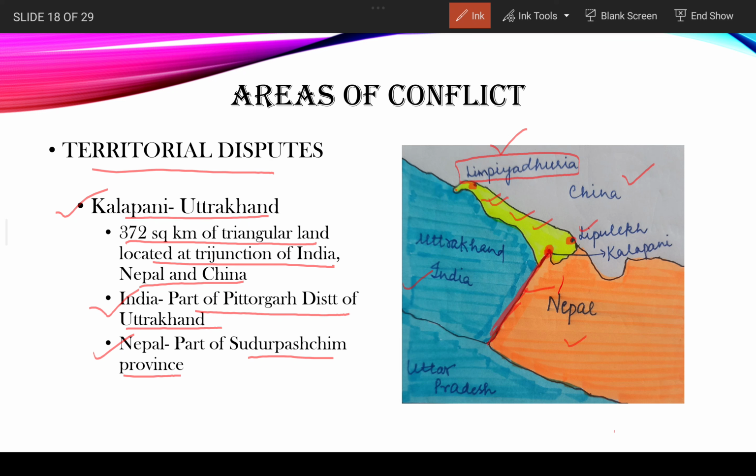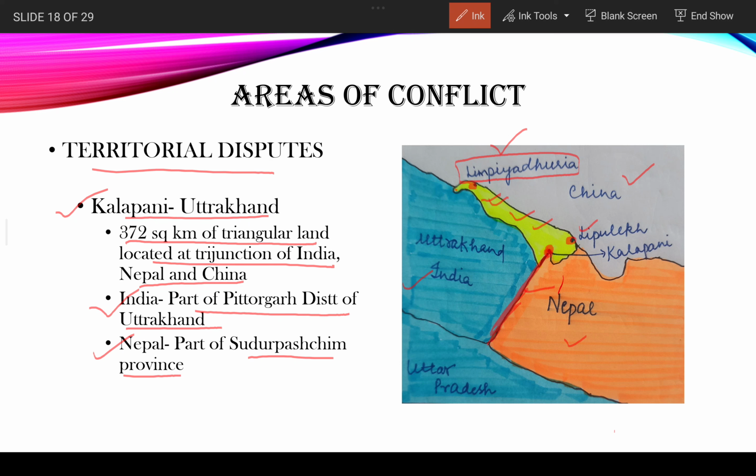In the year 2014, at the meeting between Prime Minister Narendra Modi and his Nepali counterpart Sushil Koirala, it was agreed to set up a boundary working group for the speedy settlement of the border issue in the Kalapani and Susta regions as well.